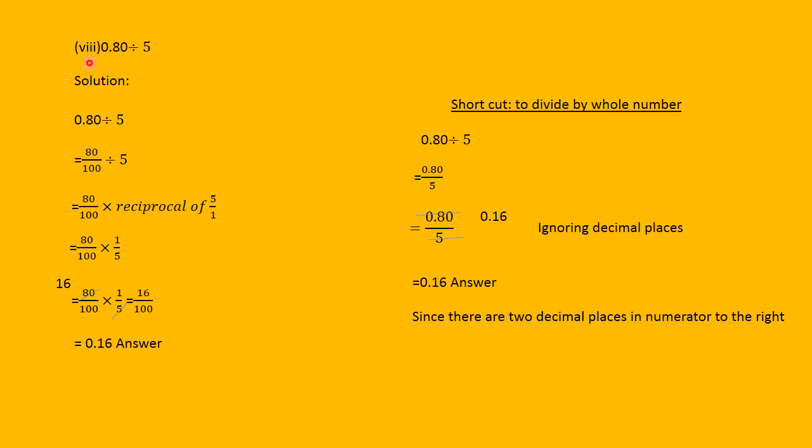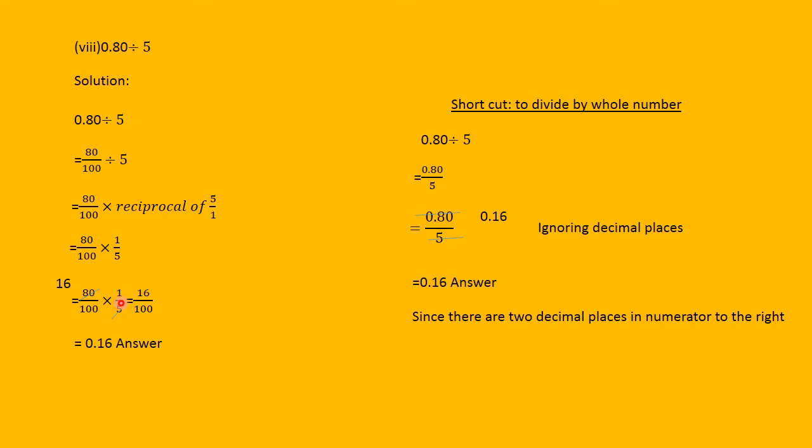Now let us see the 8th question. Again with a whole number 5. 0.80 divided by 5. Again you have a decimal with 2 places after it. So you can write it as 80 upon 100 divided by 5. Again divided by should be changed to multiplication, reciprocal of 5. Reciprocal of 5 means 5 upon 1, the denominator is 1. Interchanging numerator and denominator, 1 upon 5. So 80 upon 100 into 1 upon 5.